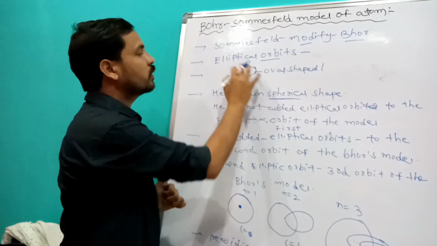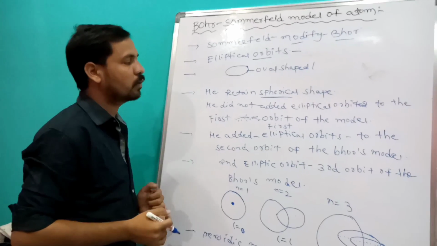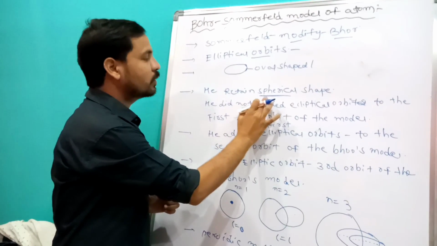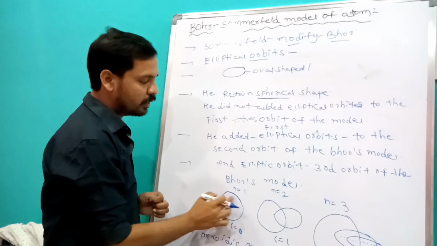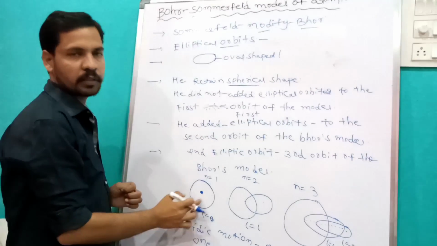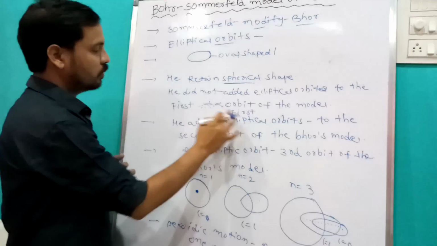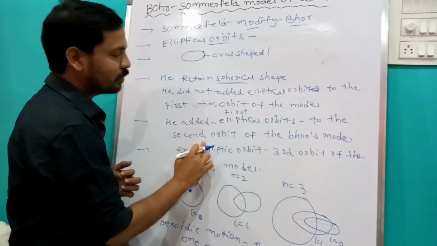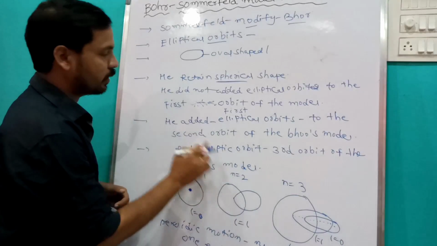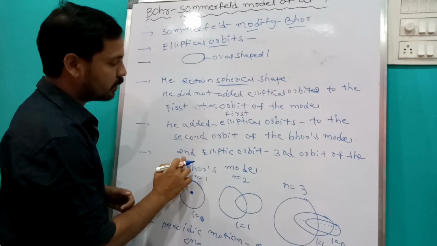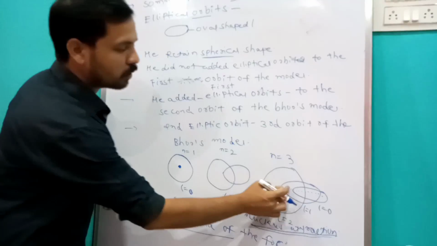So what are elliptical orbits? Oval-shaped or egg-shaped orbits are called elliptical orbits. He didn't add the elliptical orbit to the first spherical shape, in order to retain the spherical shape. He added the elliptical orbits to the second orbit of Bohr's model, and he added the second elliptical orbit to the third orbit of Bohr's model. So these are called the elliptical orbits.